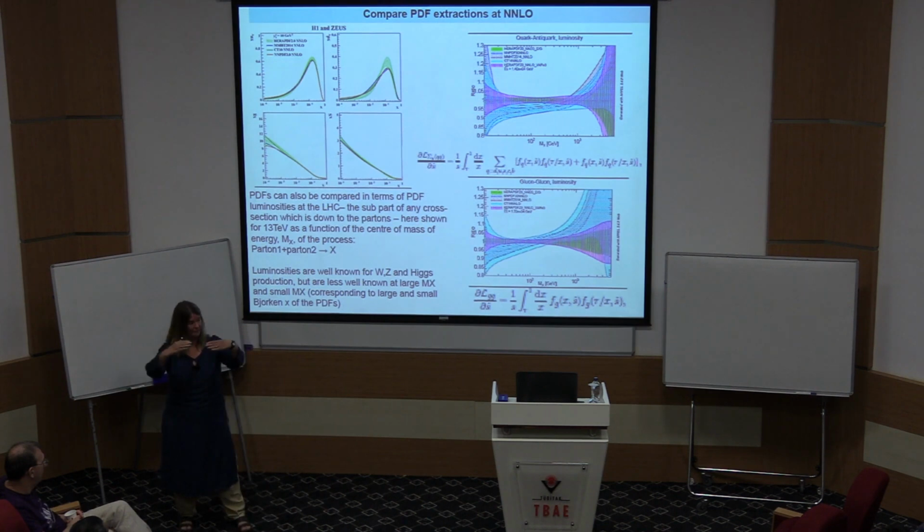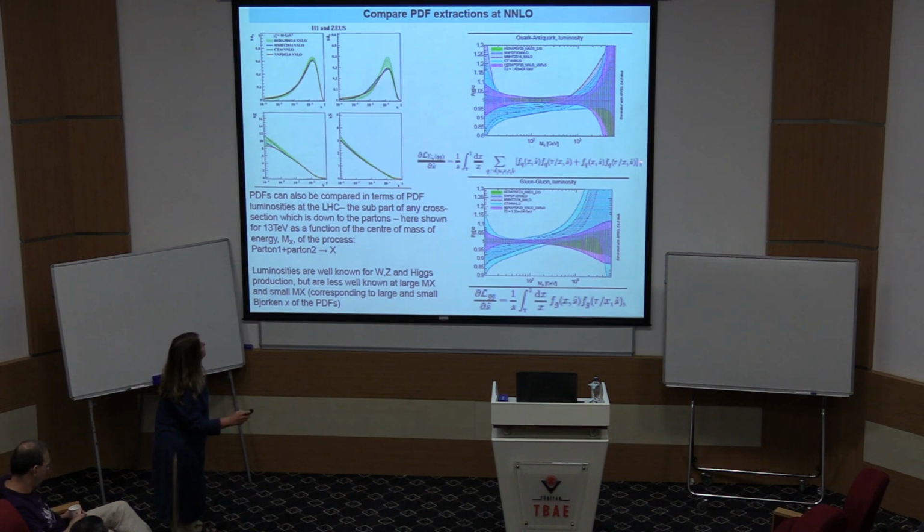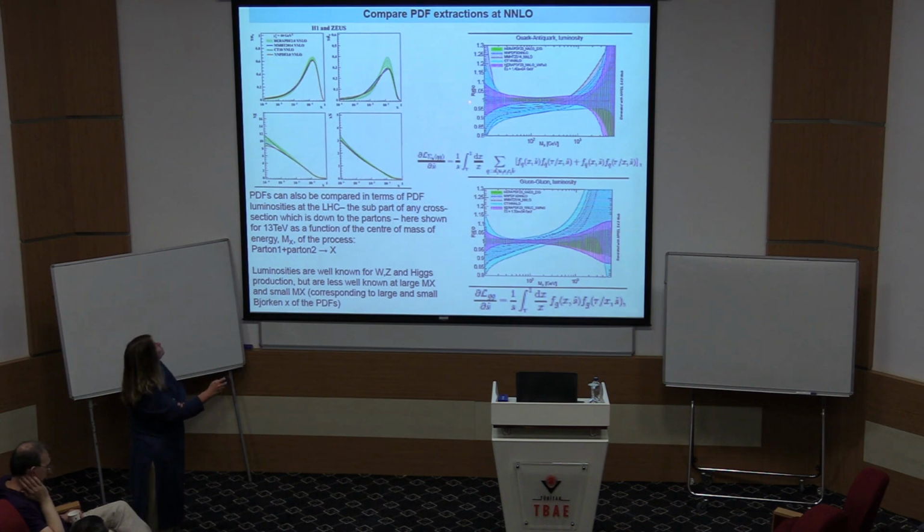A QQ bar could be this way around or the other way around. Well, my arms won't do that, but so you have the two terms from the Q and Q bar both ways around. Compute that integral and compare that rather than the bare PDF. Or for the gluon-gluon luminosity, that's simpler because gluons are only, you know, one way around. This is the definition of the luminosity. Now, note, these are presented to you in ratio.